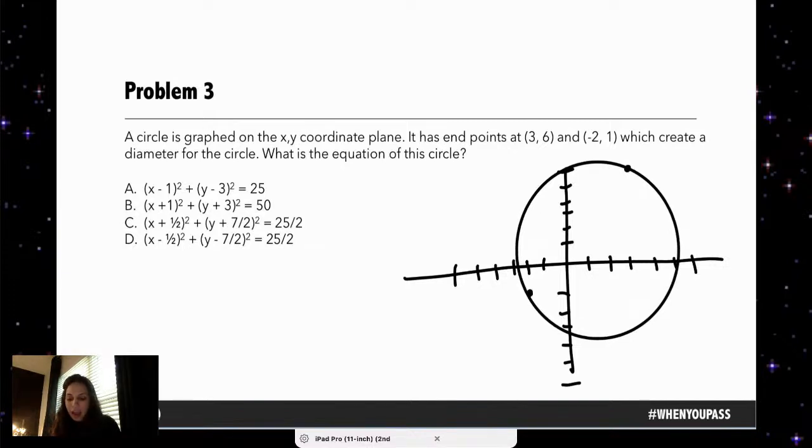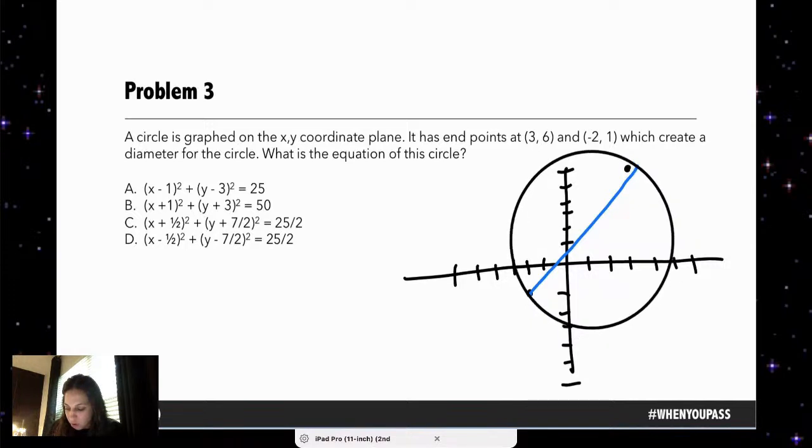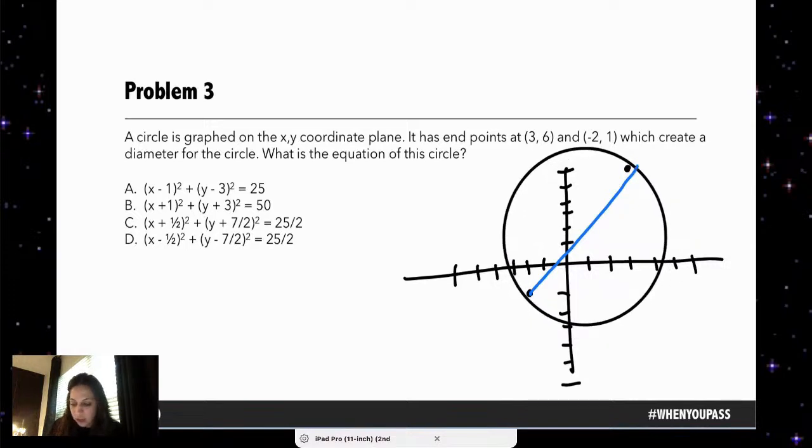And now I need to figure out which of those endpoints create a diameter. I did a terrible job drawing that, because that should be going through the center of the circle, right? So we're going to move this circle a little bit so that it goes more through the center. Those endpoints create a diameter for the circle. What is the equation of the circle?